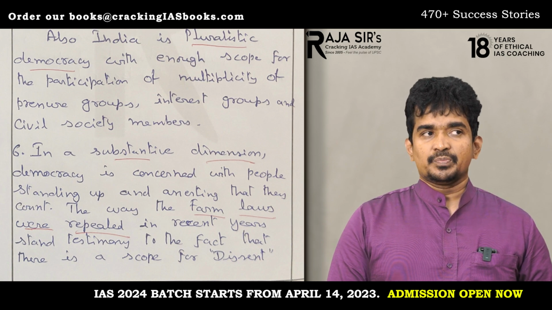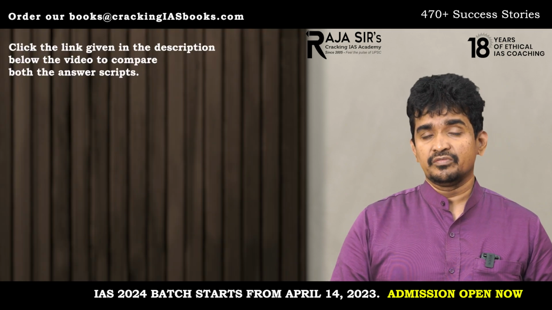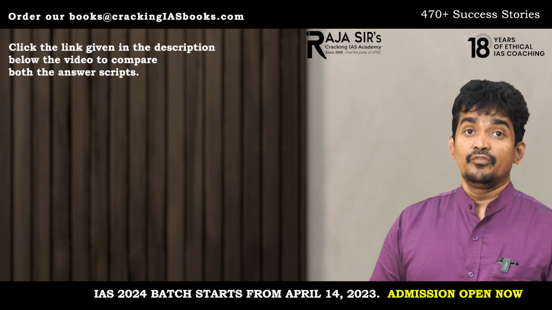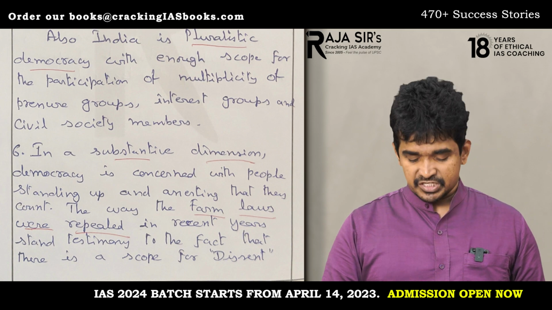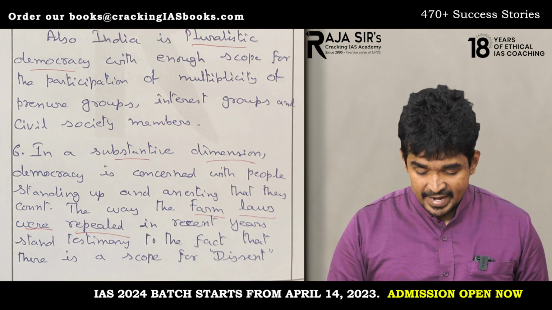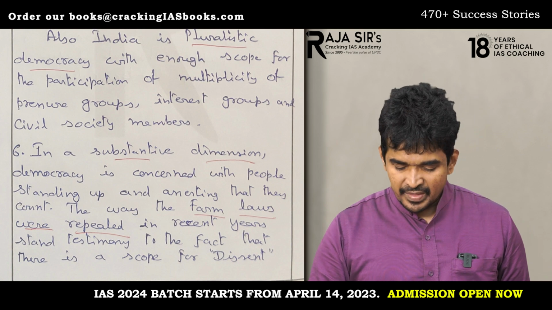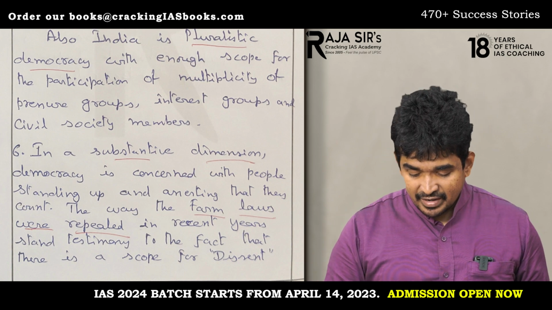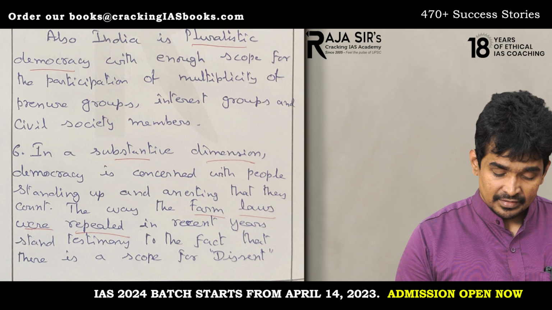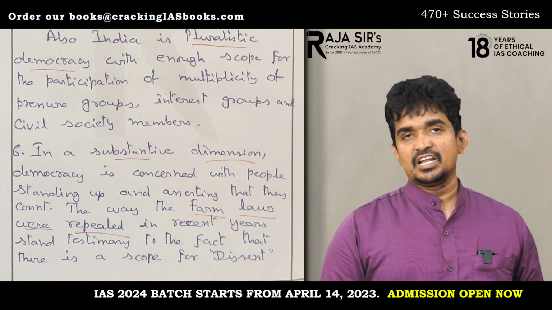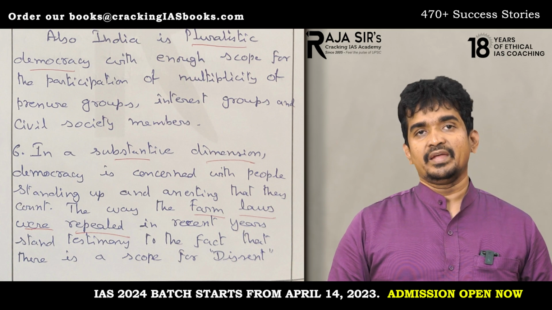If you compare this previous paragraph, that is the fifth one, with the answer written by the aspirant, you will be able to find the difference, right? We have given the link in the description for the PDF file, so you can just click and view the answer script, right? Fine. Now the sixth point: in a substantive dimension, democracy is concerned with people standing up and asserting that they count. Full stop. The way the farm laws were repealed in recent years stands testimony to the fact that there is a scope for dissent mechanism in Indian democracy. So this particular example was missing in that answer given by an aspirant, right?